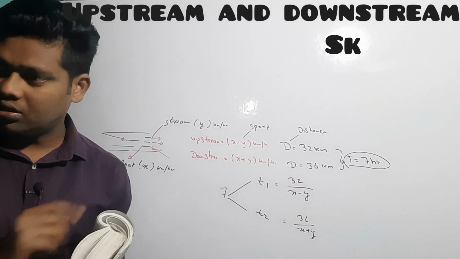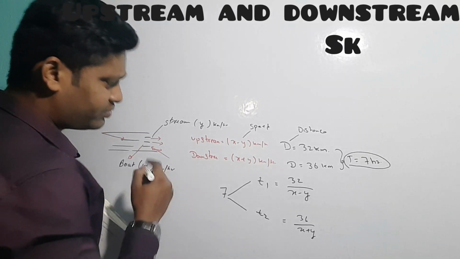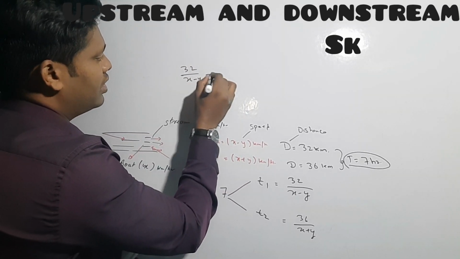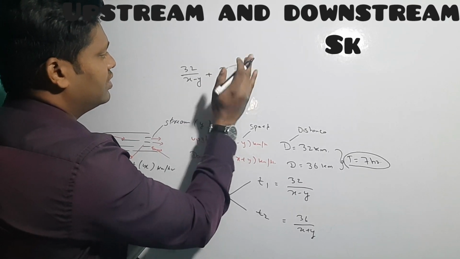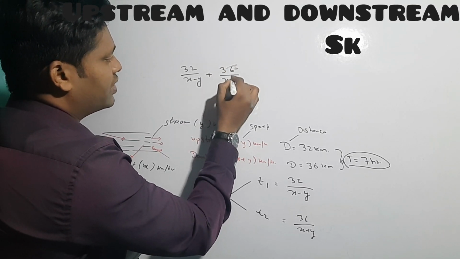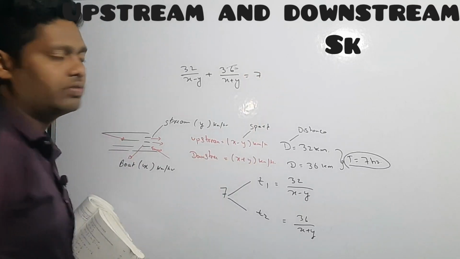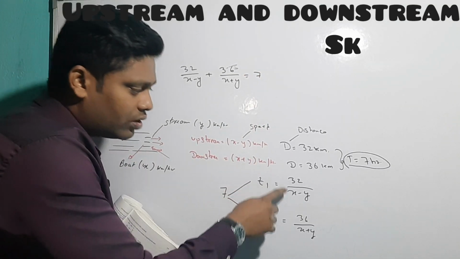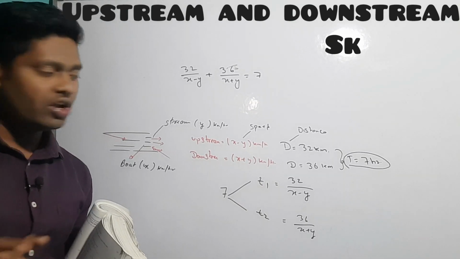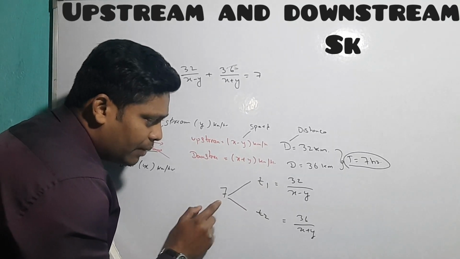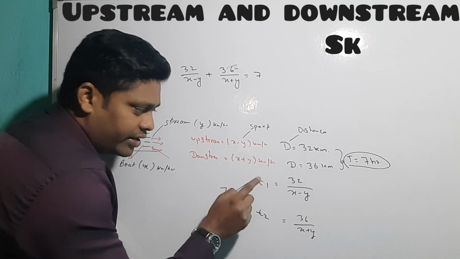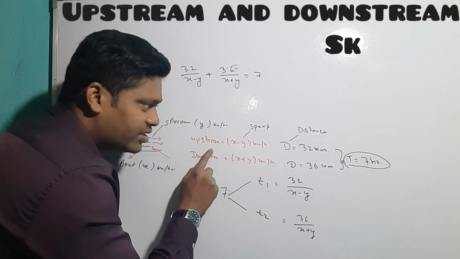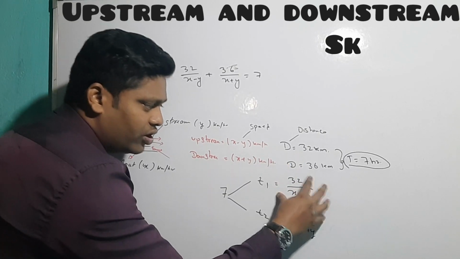What is the meaning of this? So I will make the equation by using this one. So 32 by x minus y plus 36 by x plus y equal to 7. Simple. Why have I taken out this one only? Anyone having doubt? Because this 7 is made up of time 1 plus time 2. Time I need to have. Time means it should be distance by speed. Distance is there, speed is there.